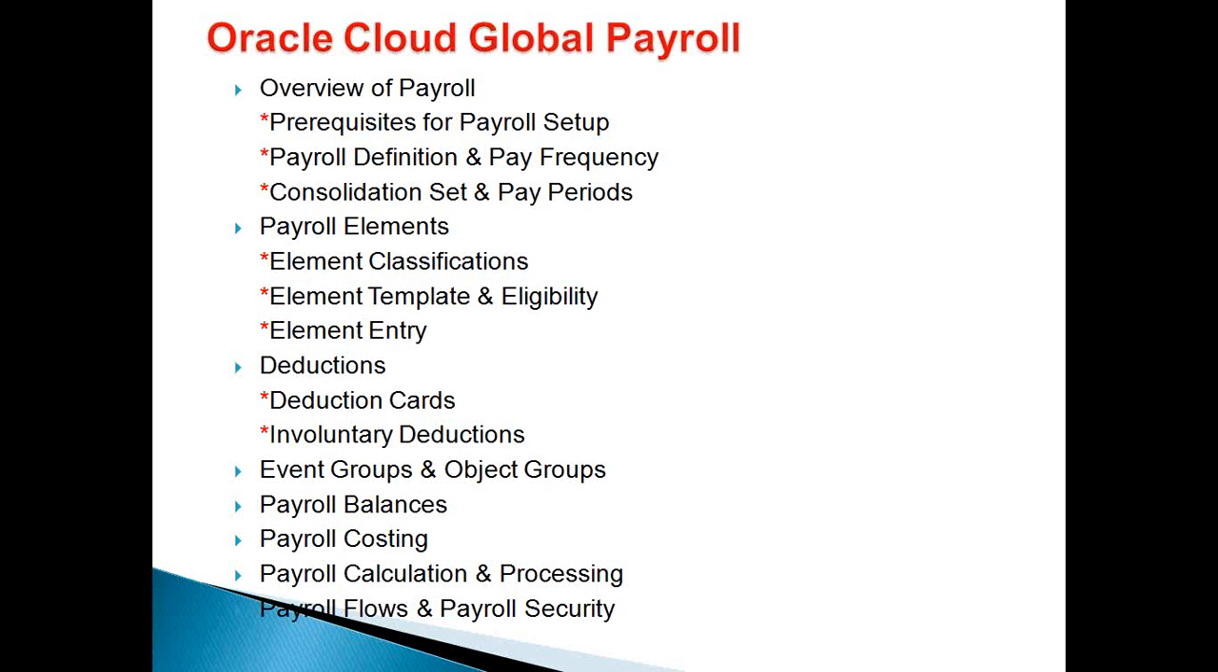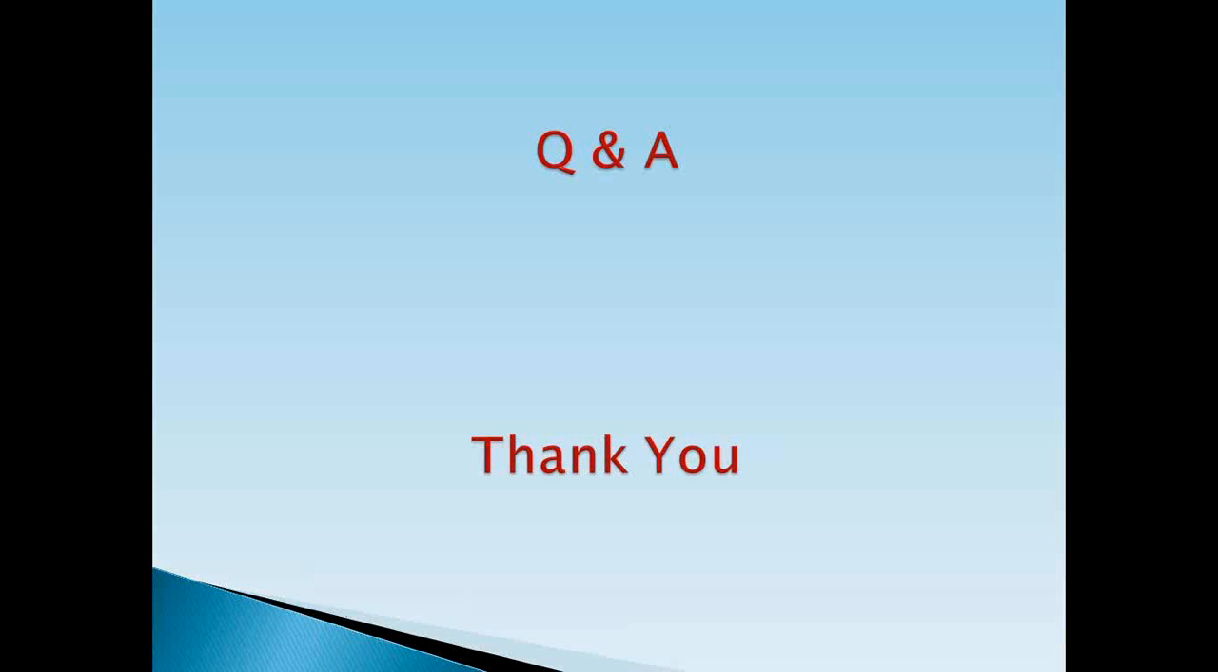And also we are going to cover global payroll. In that, we are going to cover an overview of the payroll, how to define the payroll elements and the related information. When we say elements, deductions also will come in that, earnings and deductions. As a part of deductions creation, we have something called deduction cards, involuntary deductions. Then we have some groups, event groups, object groups, payroll costing, balancing, payroll flow and payroll security. These topics will be covered under payroll.